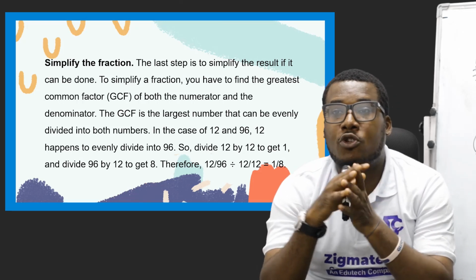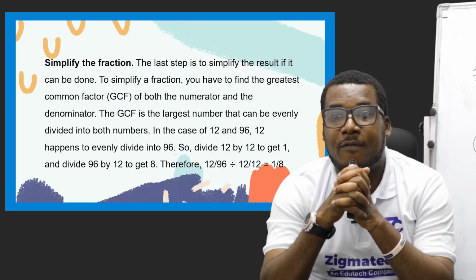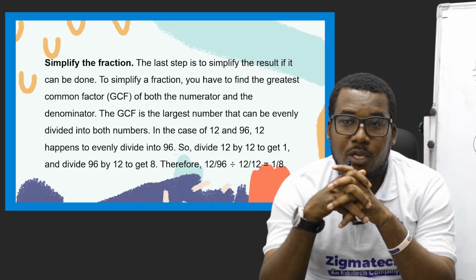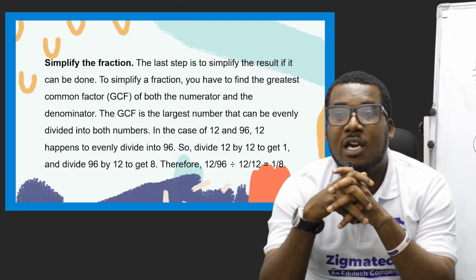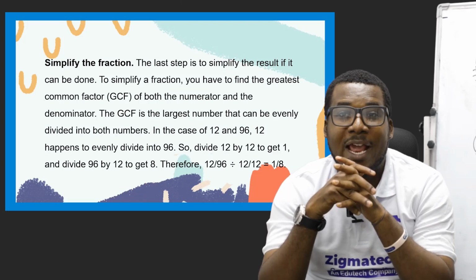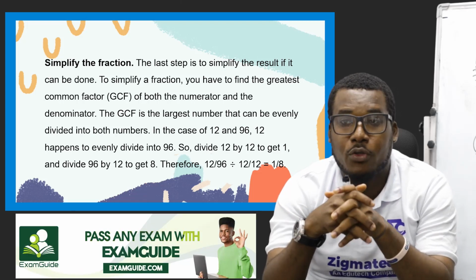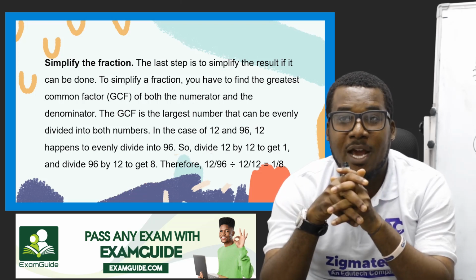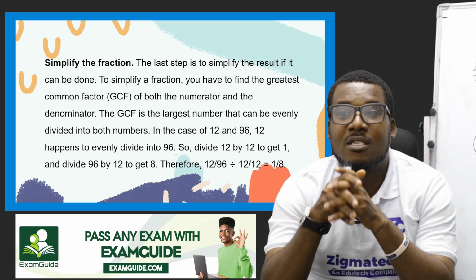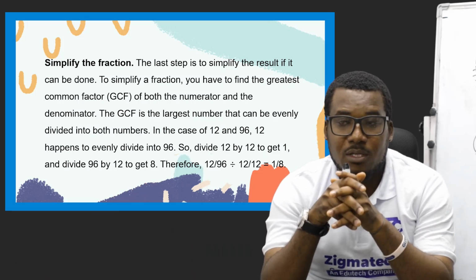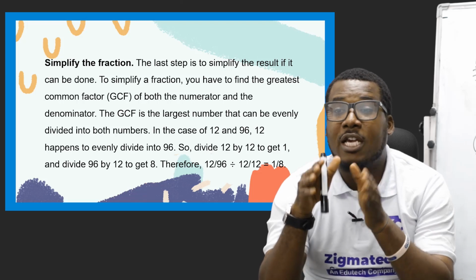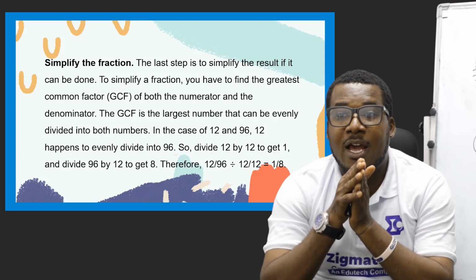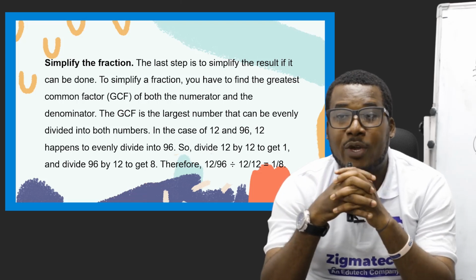To simplify the fraction, you have to find the greatest common factor of both the numerator and the denominator. The GCF, or greatest common factor, is the largest number that can be evenly divided into both numbers, without any remainder. In the case of 12 and 96, it is 12, and 12 divides evenly into 96.